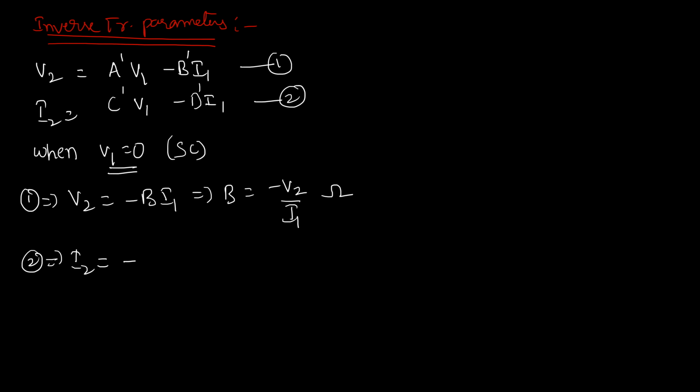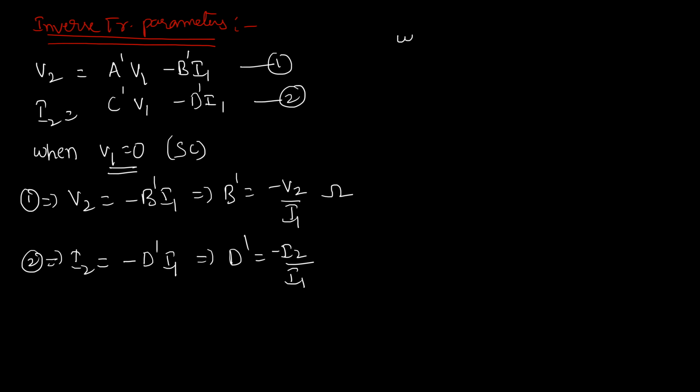Now from the second equation, I2 equal to, V1 is 0, so, sorry, here B prime you are supposed to take. Next, D prime into I1. So D prime equal to what? Minus I2 by I1. So no unit, I2 by I1, no unit.